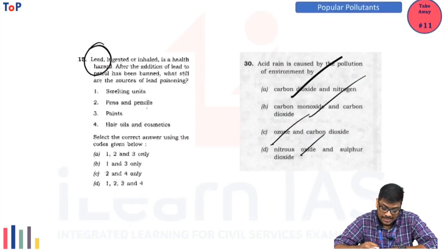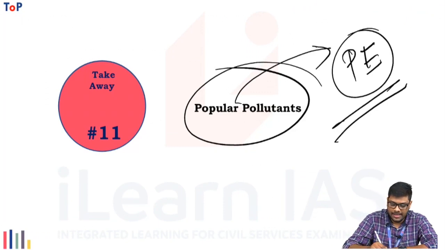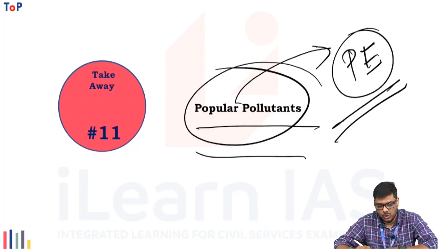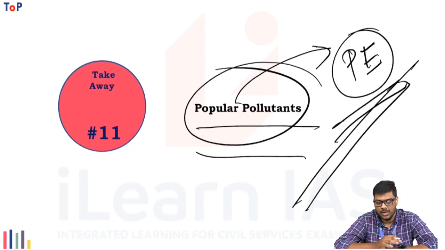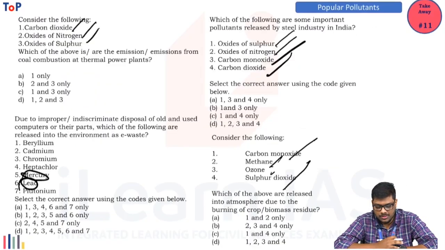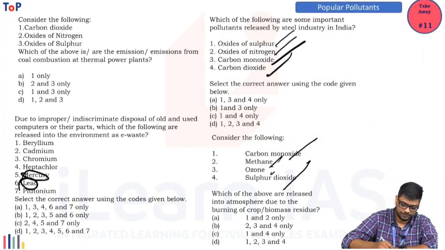Just like I told you in takeaway 11, after identifying popular pollutants, you should apply the possibility enhancer theory to answer these questions. We'll solve this question. Let me solve this question for you.